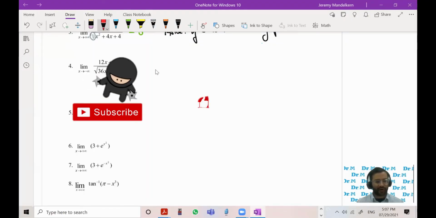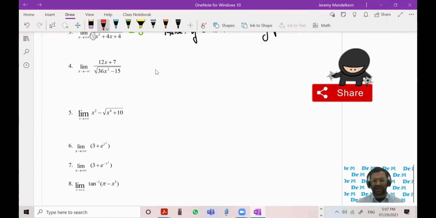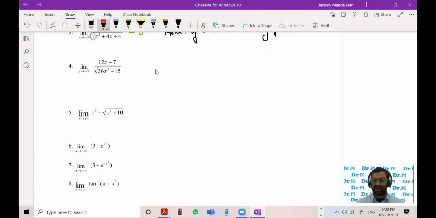Let's try this next problem. We have the limit as x goes to minus infinity of a tricky looking quotient function. For this type of problem, we may try the technique of multiplying numerator and denominator by what would be reciprocal powers of x. I think in this case, we might want to use 1 over the absolute value of x in the top and in the bottom.